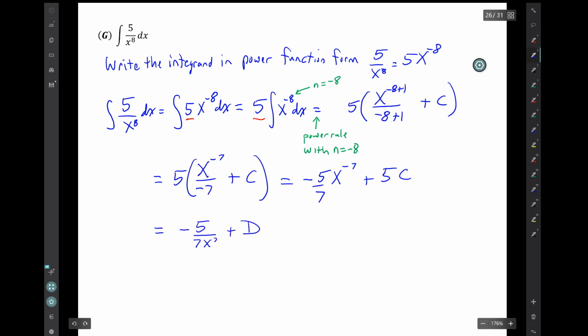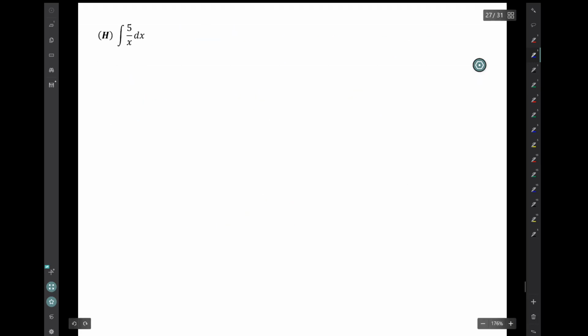The result is the indefinite integral is minus 5 over 7x to the 7th plus capital D. So again, we replace this constant of integration, 5c, with just a simpler looking one, D. 5c could be any real number, so D can be any real number. Let's go on. Indefinite integral of 5 over x.